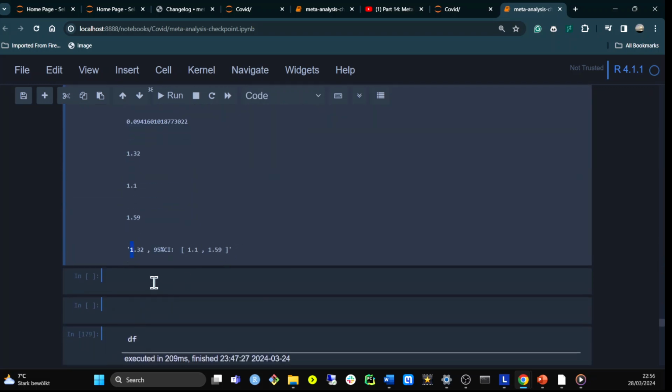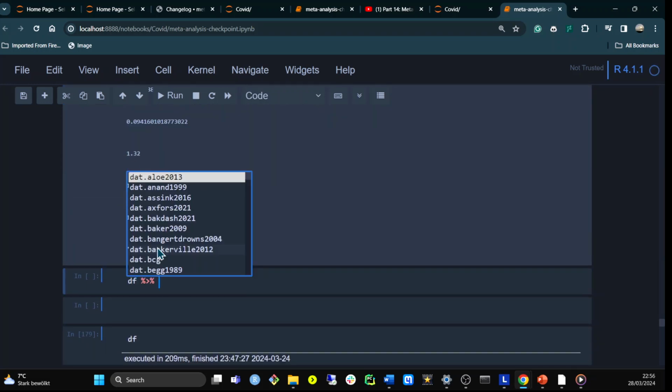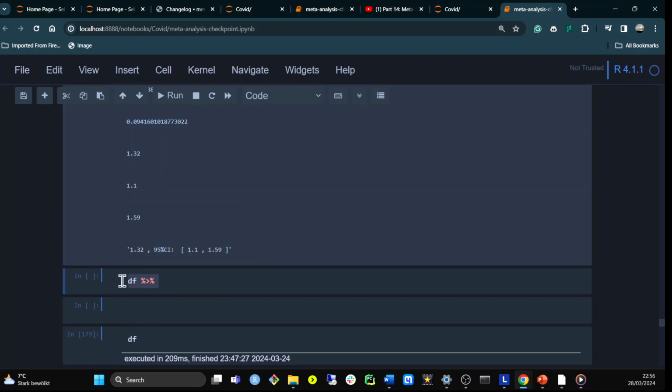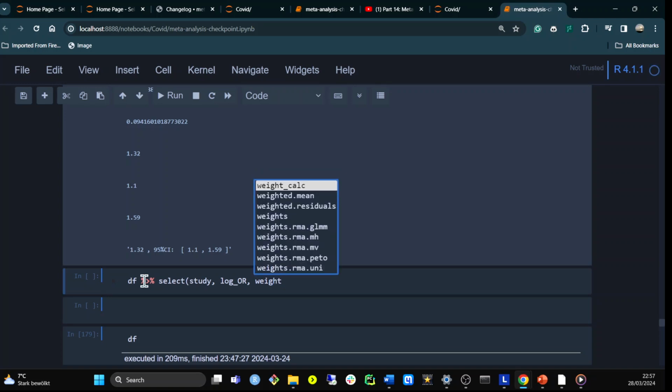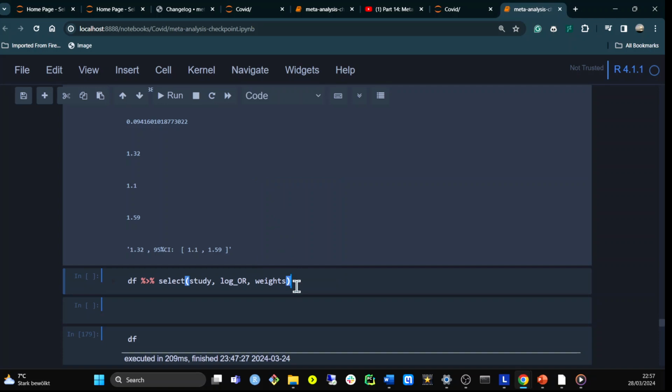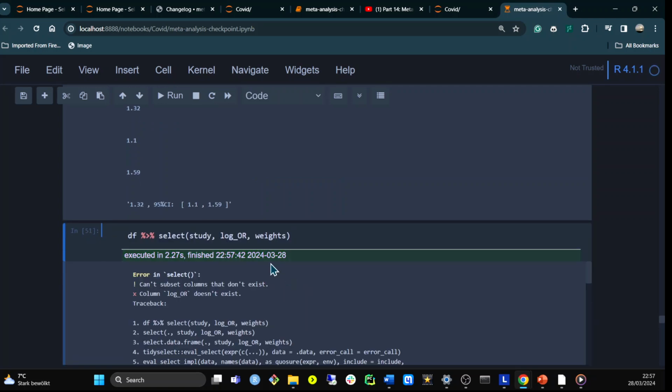Also the weight, so you can also get this. Actually, you don't even have to use a forest plot to display this. You can also use the values we have. If I select the variables and display the study, the log odds ratio, log OR, and then the weights. This is taking a little bit of time.